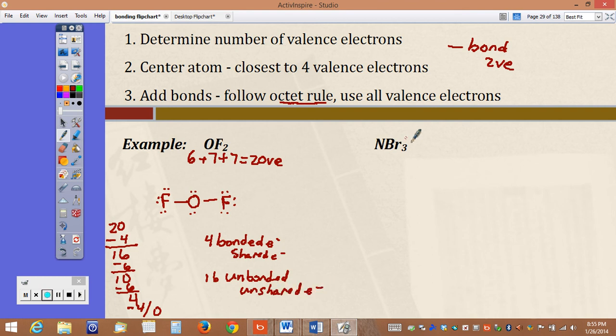Okay, let's try NBr3. Nitrogen, according to your periodic table, has 5 valence electrons. We have 3 bromine atoms. Each one has 7 valence electrons. 21 plus 5, we have 26 valence electrons to use total. Nitrogen is going to go in the middle because it has 5 valence electrons. The bromines will go on the outside.